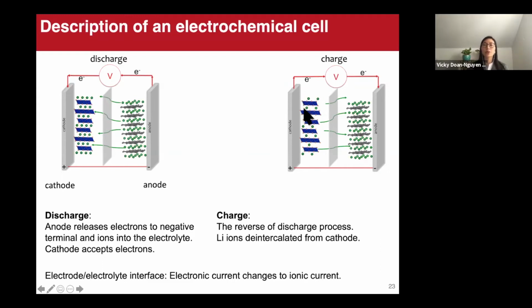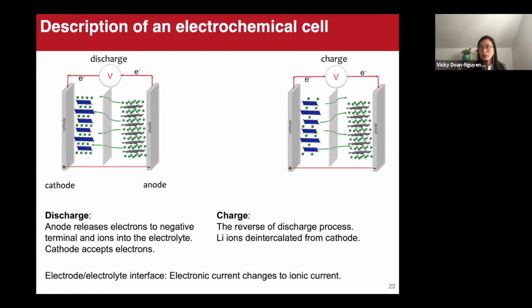And then upon charge, the opposite happens. Lithium ions are transported from the cathode to the anode. And the electron current, as you can see here, goes in the same direction. So upon discharge, anode releases electrons to the negative terminal and the ions into the electrolyte.